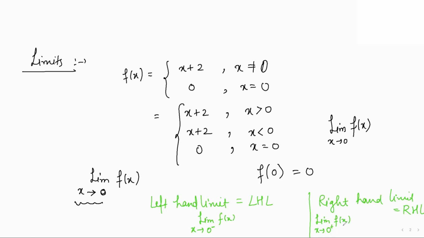So whenever we are asking you for a limit, you are going to find LHL, you are going to find RHL, and of course the value of that function at x equal to 0. When all these three are equal, we say that yes, in fact, not all three. I would say when LHL and RHL, these two are equal, I say that the limit of this function exists.